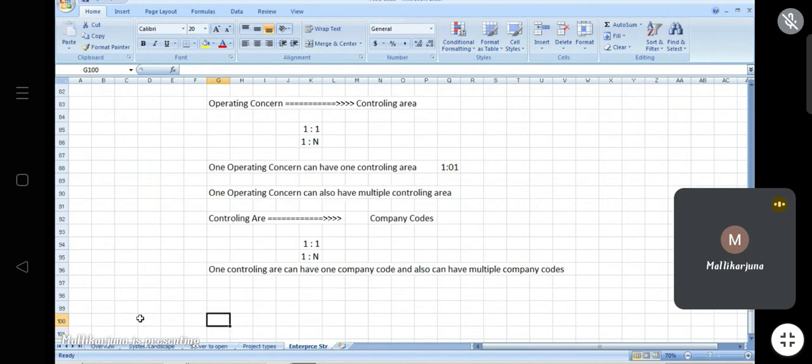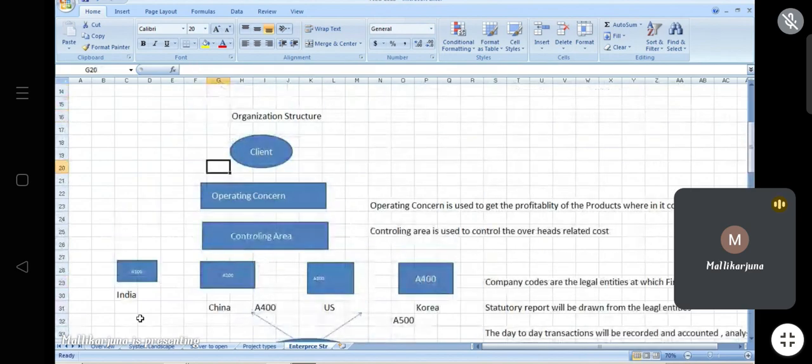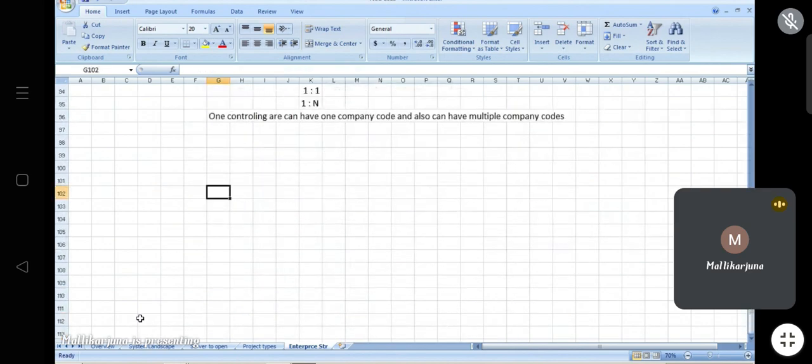So this is how we extend the diagram: operating concern, controlling areas, controlling area and company codes. Now we understand the difference between company and company code.